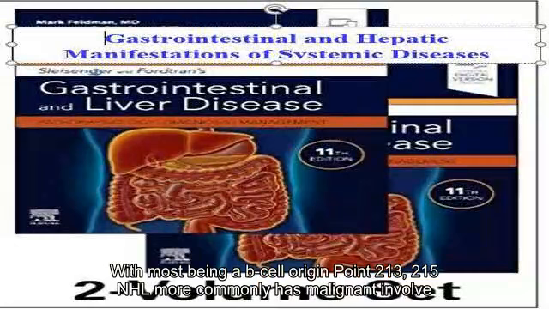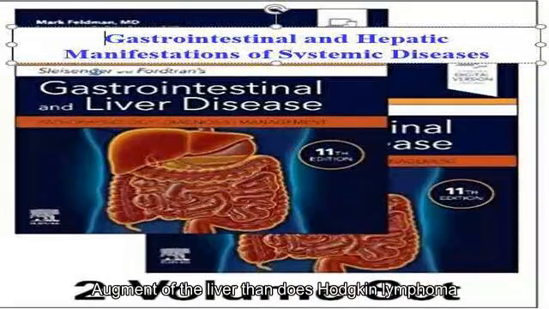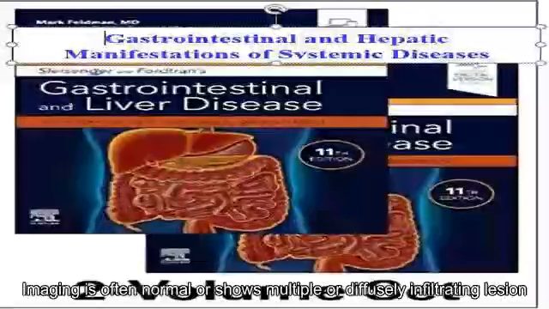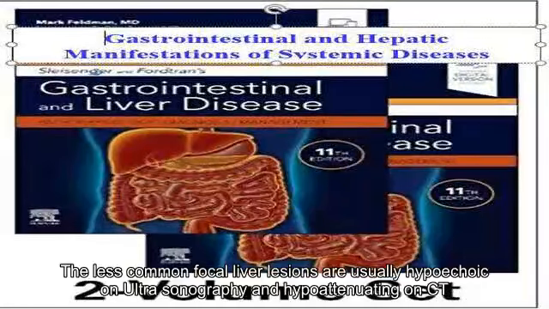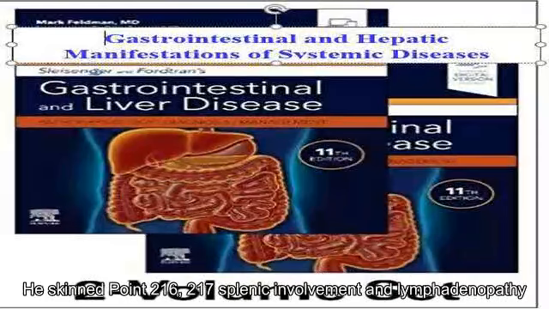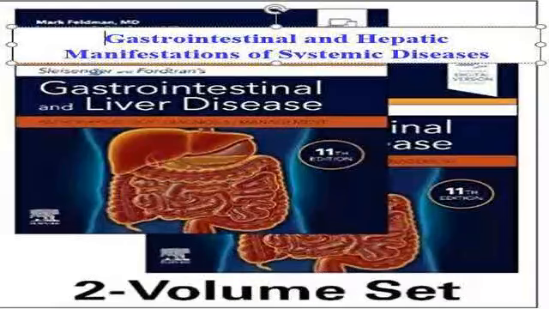NHL more commonly has malignant involvement of the liver than does Hodgkin lymphoma, HL. Imaging is often normal or shows multiple or diffusely infiltrating lesions. The less common focal liver lesions are usually hypoechoic on ultrasonography and hypoattenuating on CT scan. Splenic involvement and lymphadenopathy support the diagnosis of lymphoma.